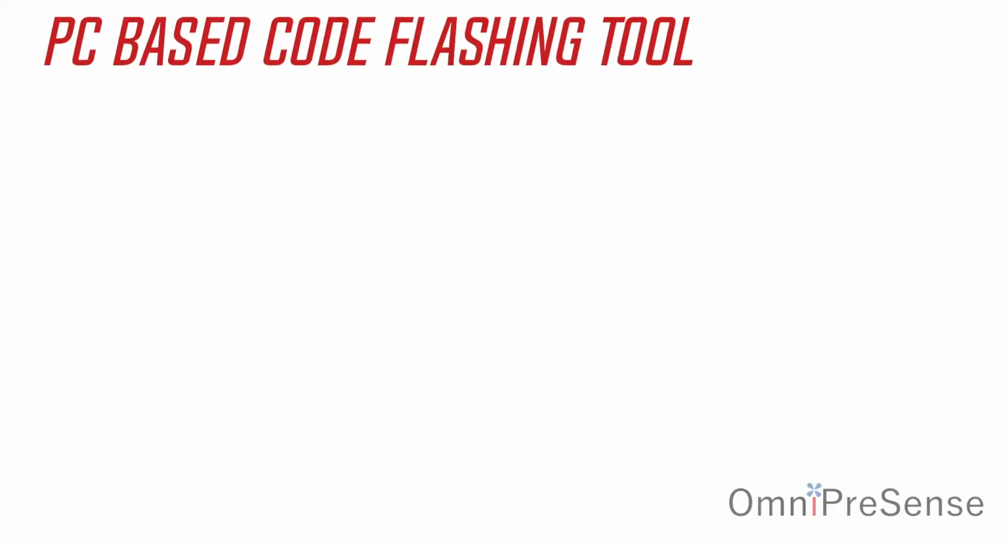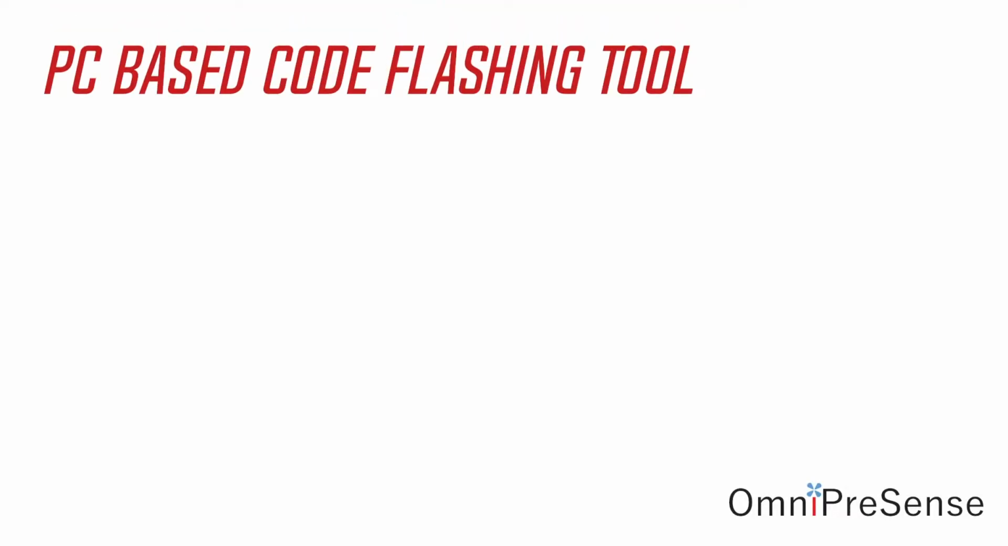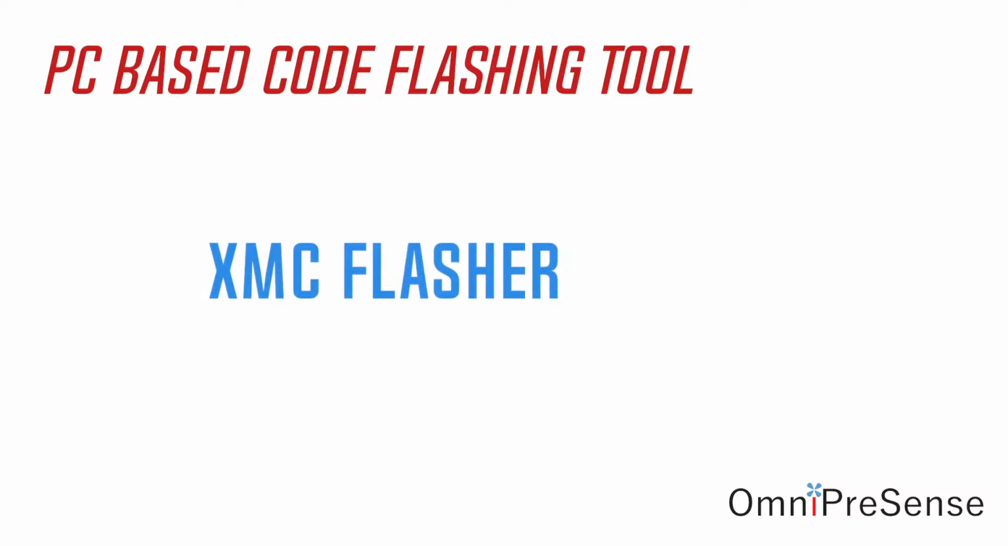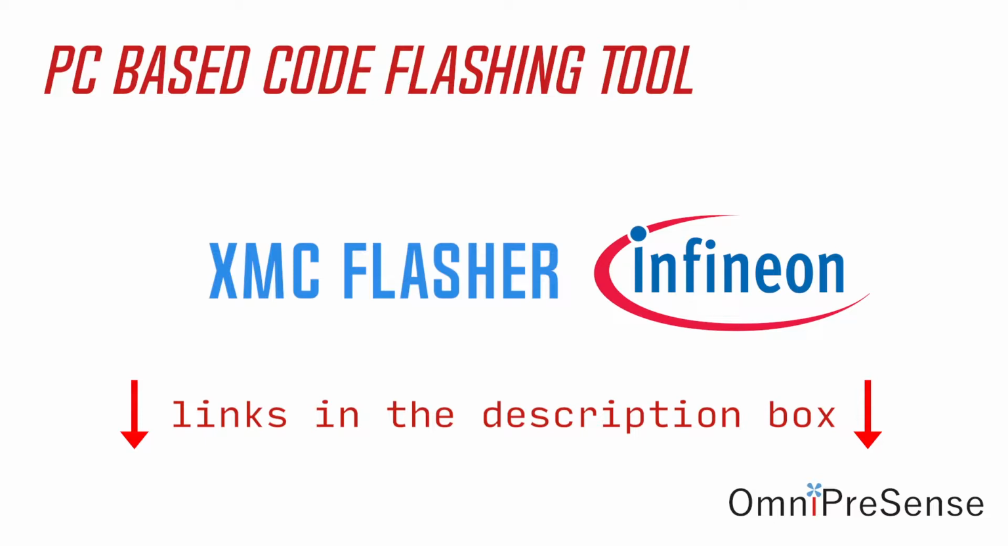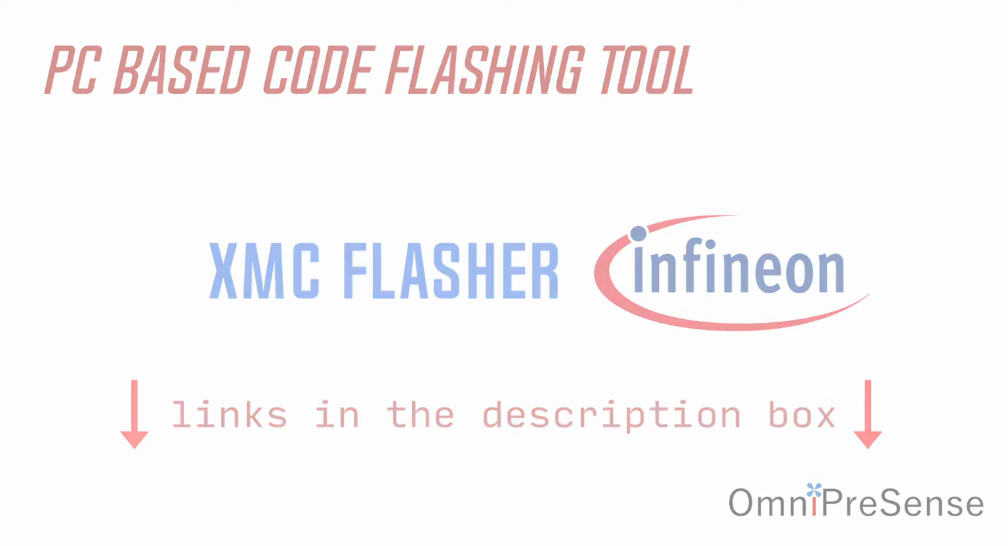For the PC-based code flashing tool, OmniPreSense uses XMC Flasher provided by Infineon. This is a free tool and it's available on their website. We'll be sure to include links to the JTAG programmers and XMC Flasher download in the description box below.